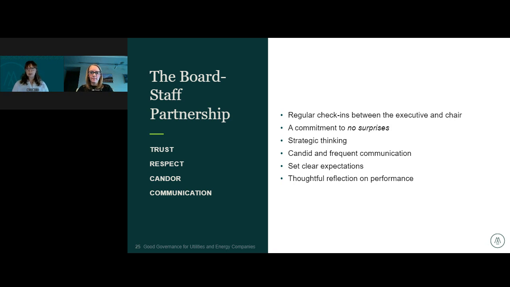So having mechanisms to be able to say, hey, this wasn't how I expected it to go. This behavior wasn't in line with our code of conduct or our approach to things. And let's have an honest conversation about it. And then that regular reflection on performance.